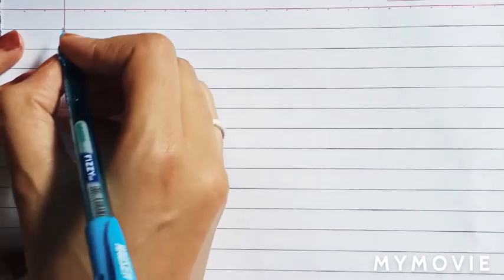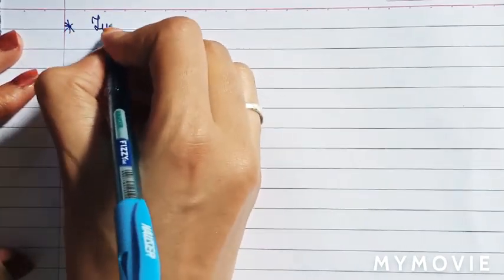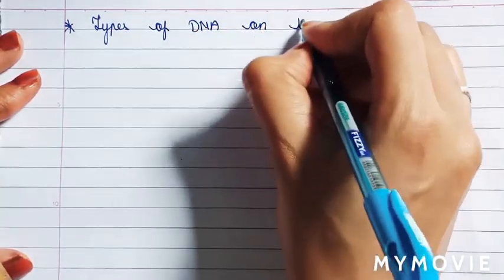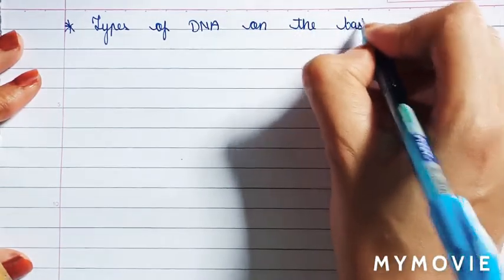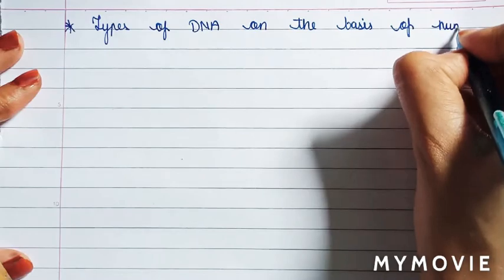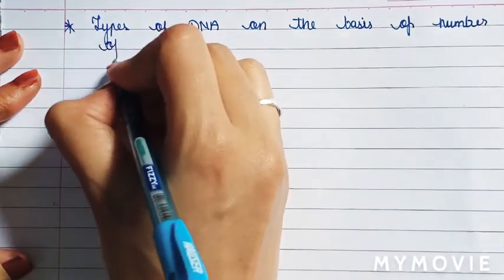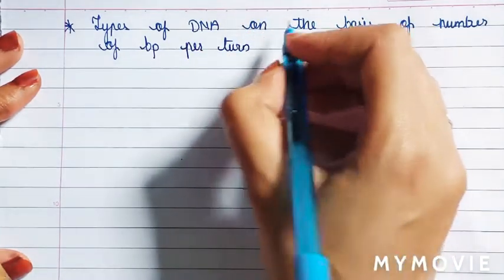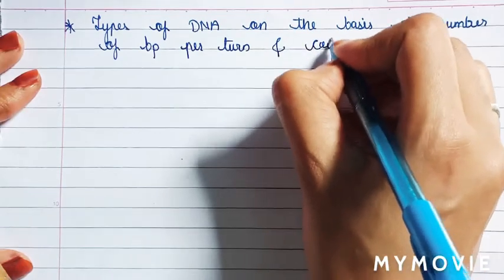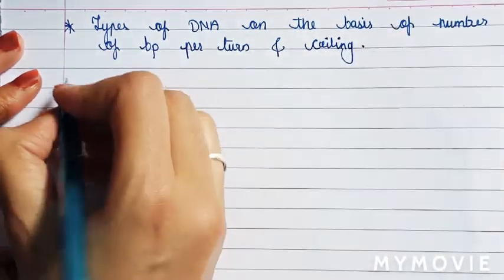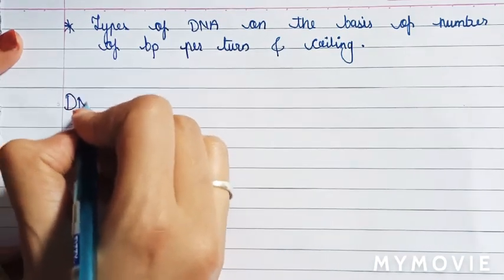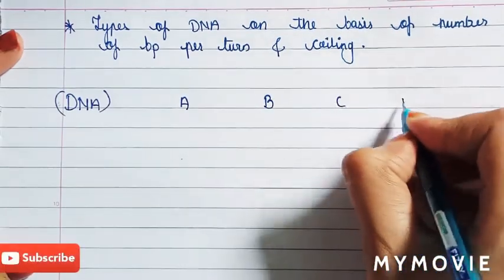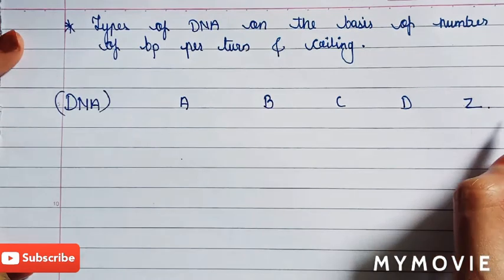Now types of DNA, we will write here: types of DNA on the basis of number of base pair per turn and coiling. Okay. So here A DNA, B DNA, C DNA, D DNA and Z DNA. These were the 5 types of DNA.